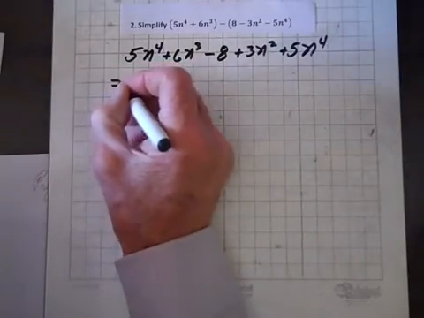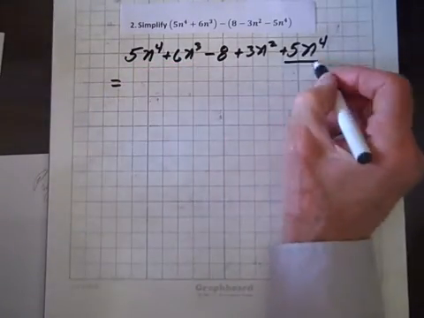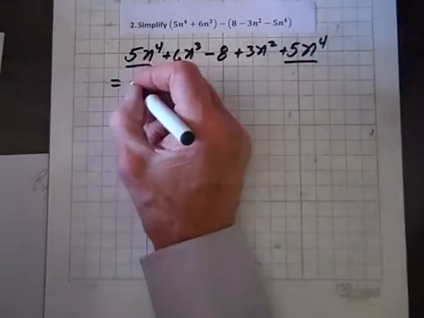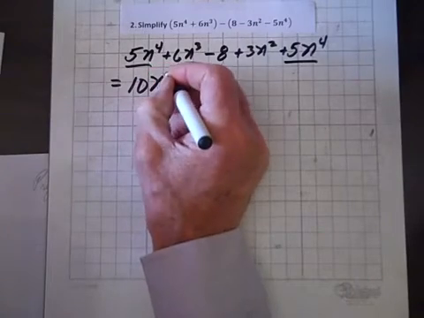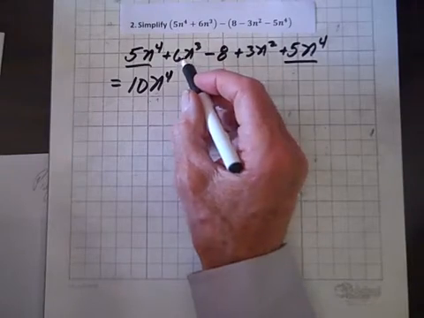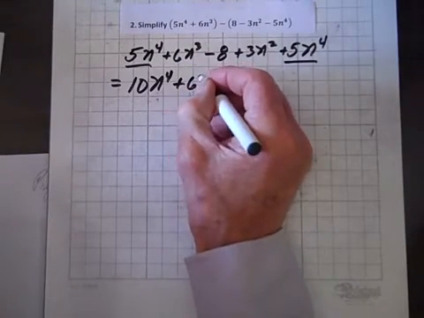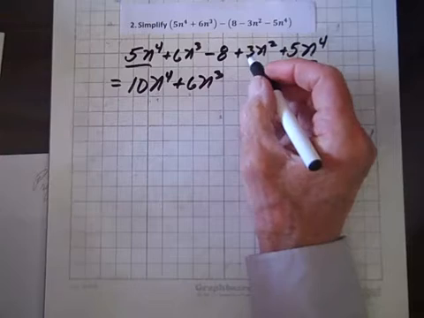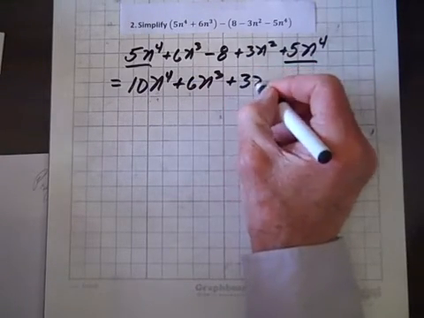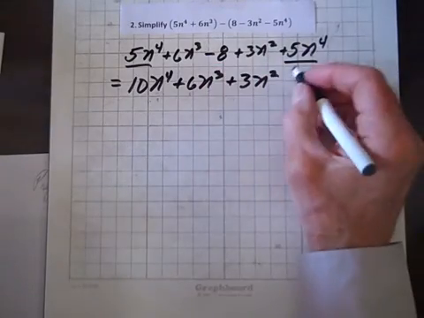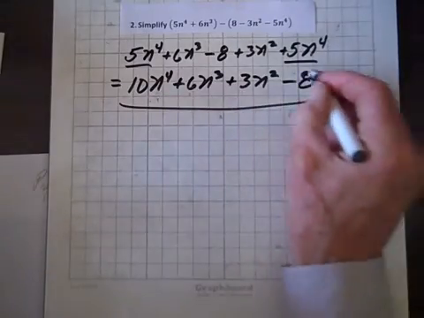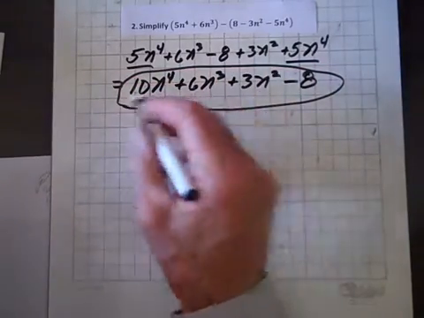Now, let's gather up like terms. Oh boy, here's a couple. We've got 5n to the 4th and 5n to the 4th. We've got 10n to the 4th. Any more n cubes? No, there's only one, so plus 6n cubed. Any more n squareds? Just one, plus 3n squared, and finally followed by minus 8. And we are done, in descending order.